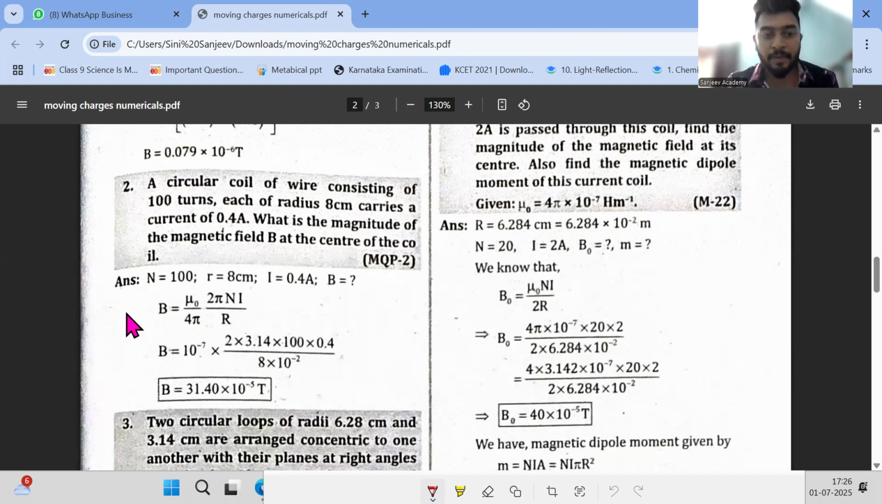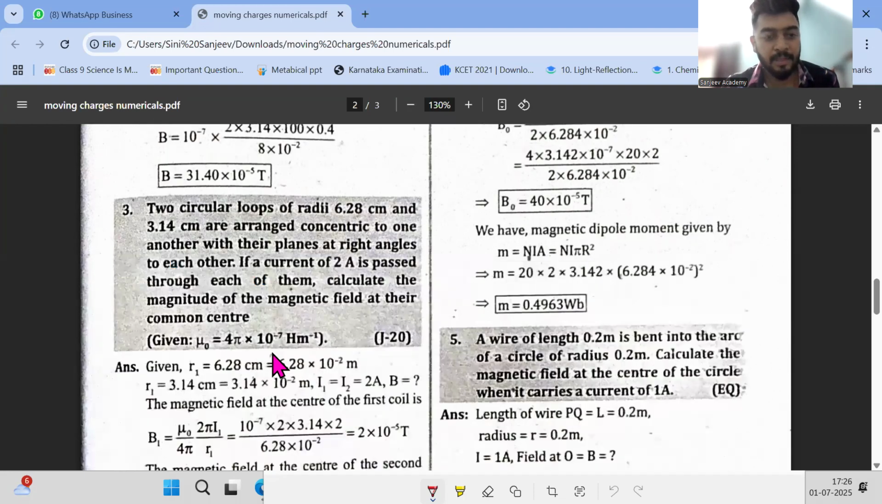So simple formula. Again, in the formula sheet, you have to add this formula also. N, the number of turns, 100 turns is given. I is 4. I'm just filling everything. R, what is R? The radius is given here, 8 centimeter, so convert to meter. Substitute everything, you'll get the answer.